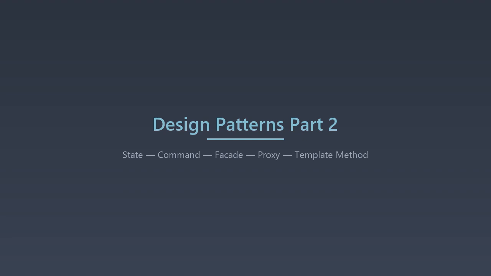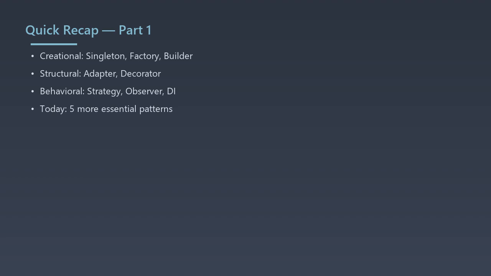Let's go. Quick recap. Part 1 covered 8 patterns across creational, structural, and behavioral categories. Today we are adding 5 more: state, command, facade, proxy, and template method. Each one solves a real problem you'll hit in production code.